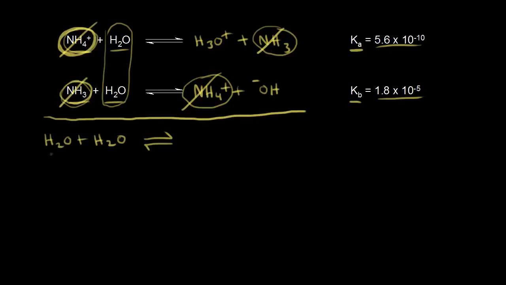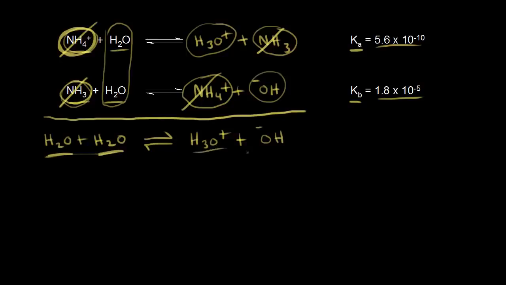And so our only reactants would be 2 H2O. And for our products, we would get H3O+ and OH-, so H3O+, hydronium, and hydroxide. And this reaction should sound familiar to you. This net reaction is the autoionization of water, where one water molecule acts as an acid, one water molecule acts as a base, and we get H3O+ and OH-. So the equilibrium constant for the autoionization of water, we've already seen that Kw is equal to 1.0 times 10 to the negative 14.